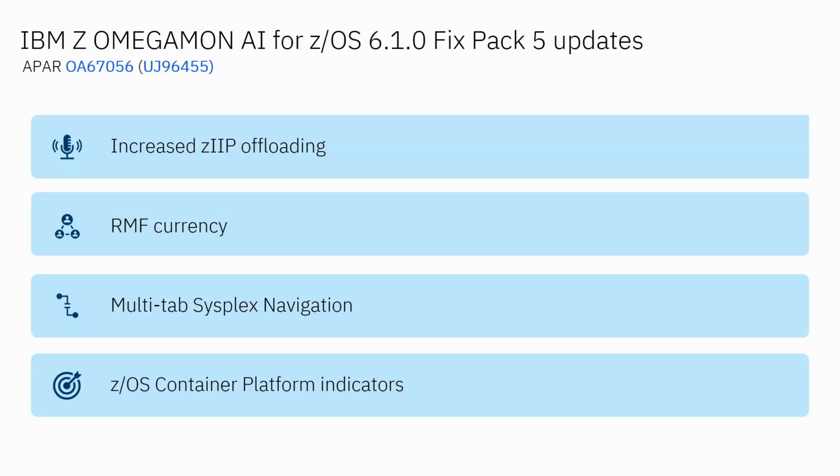And z/OS Container Platform support. The z/OS Container Platform is not to be mixed or confused with zCX, the container extension address spaces. That's a separate addition to z/OS. But z/OS Container Platform is essentially Kubernetes containers being deployed onto z/OS UNIX System Services. So JVM containers can be deployed directly to UNIX System Services using Kubernetes.